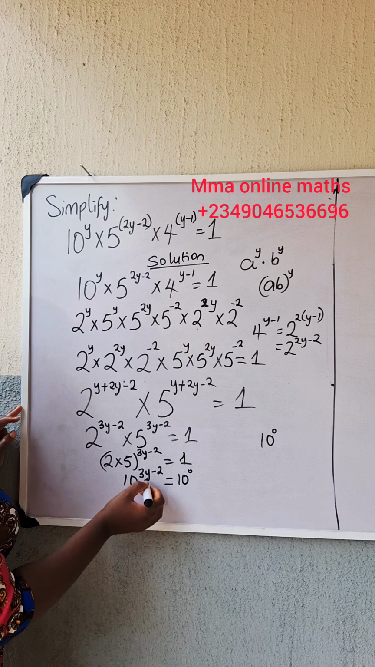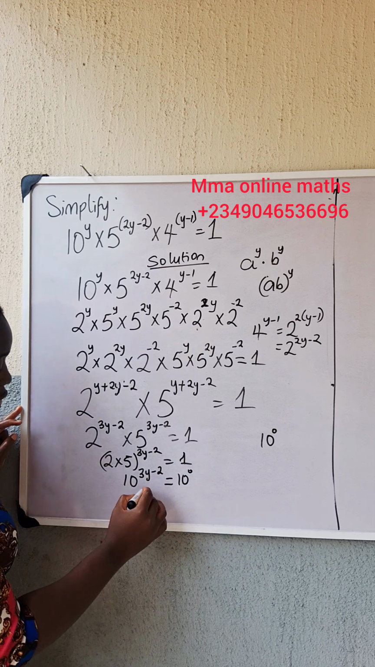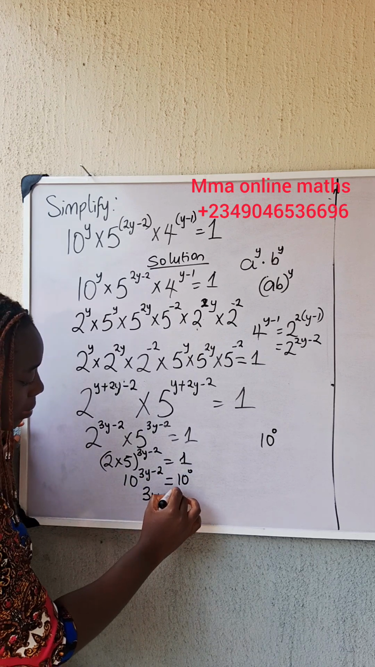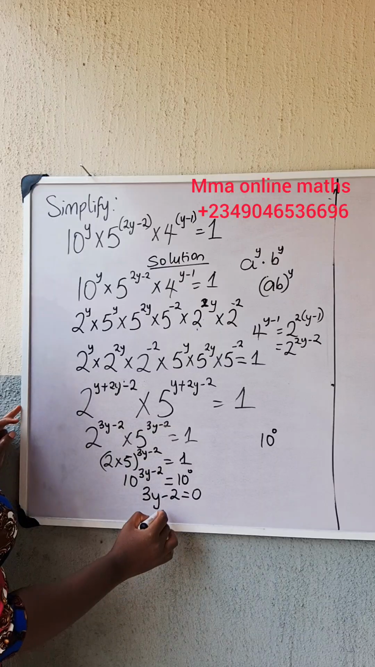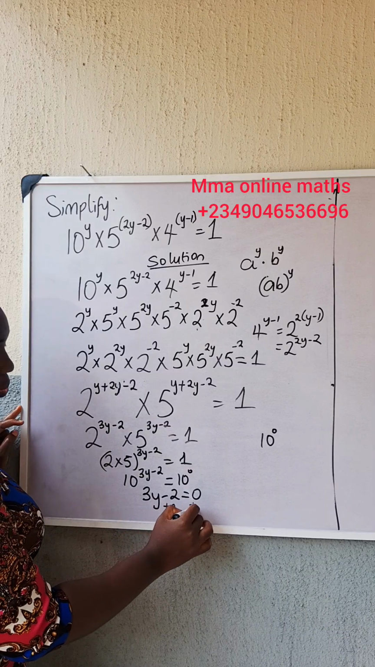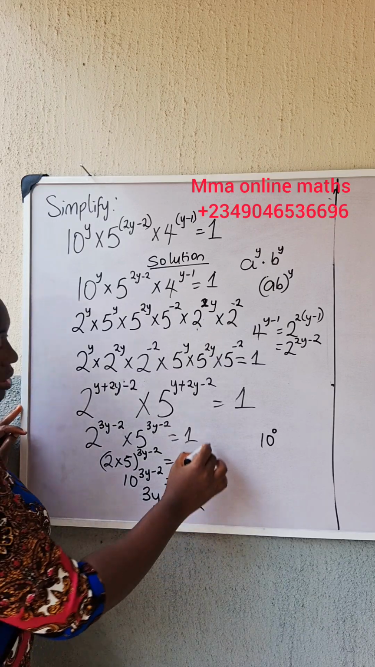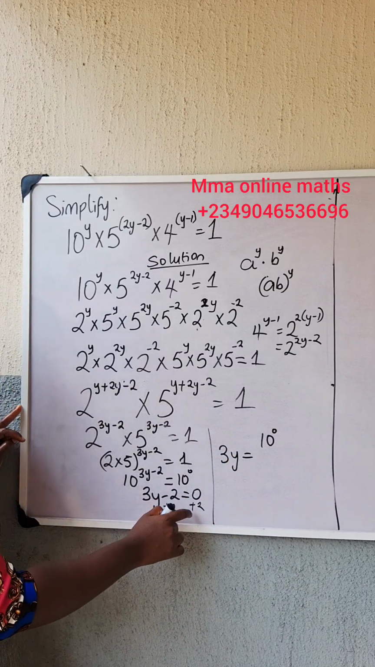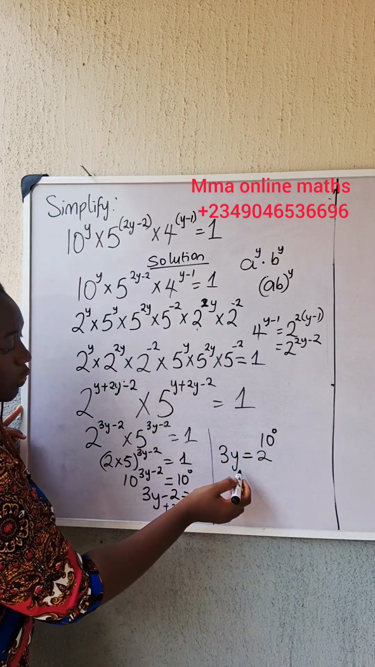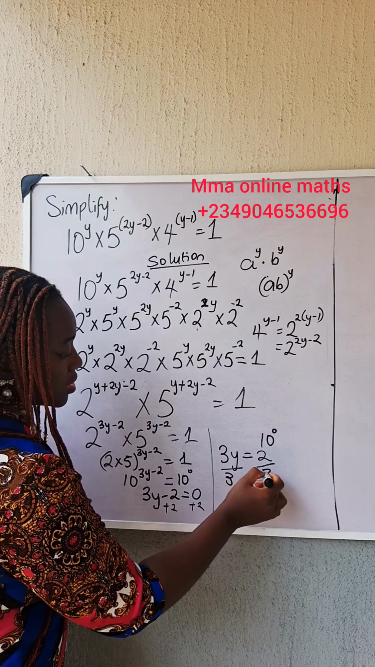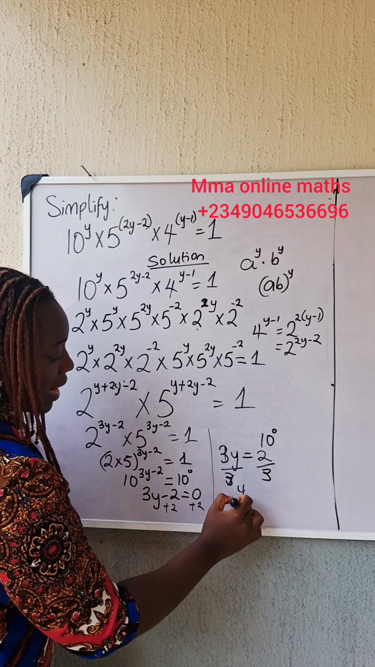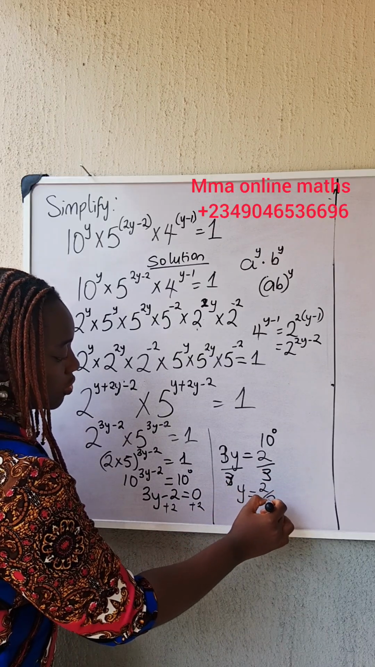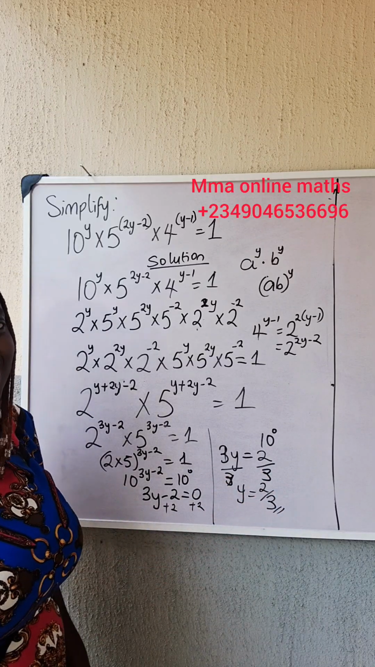Since the bases are the same, I equate the raised to powers. So I have 3y minus 2 equal to 0. Now I add 2 to both sides in order to eliminate this. 3y is equal to 0 plus 2, which is 2. To find y, I divide both sides by 3. Y is equal to 2 over 3. Do you understand this?